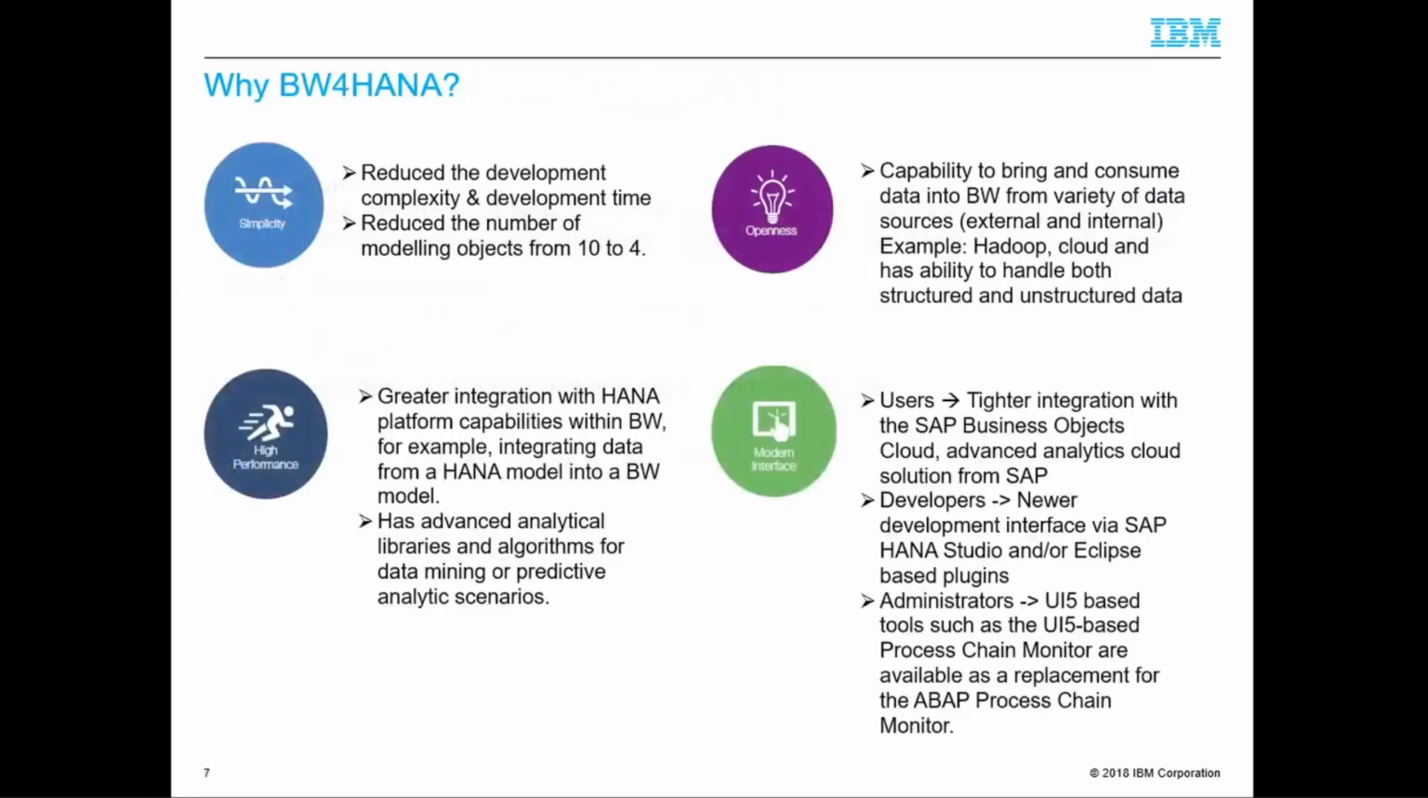So before coming to the demo, let me just speak about BW for HANA. As you know, SAP BW for HANA is the latest addition of the business warehouse capabilities of SAP solutions. BW for HANA comes on top of the SAP HANA database, and the main benefits that customers may get is simplicity, because the modeling has been reduced to a much simplified version, and therefore it leads to reduced development time.